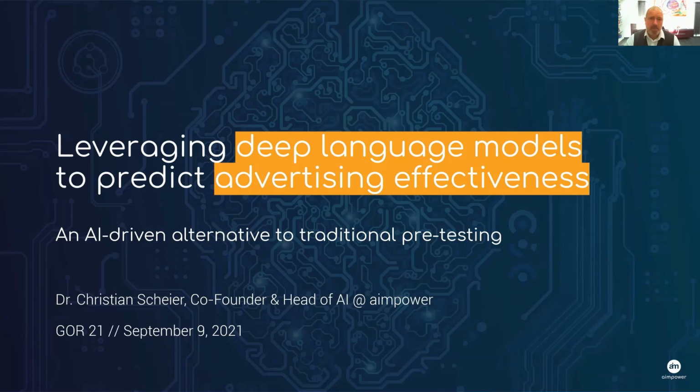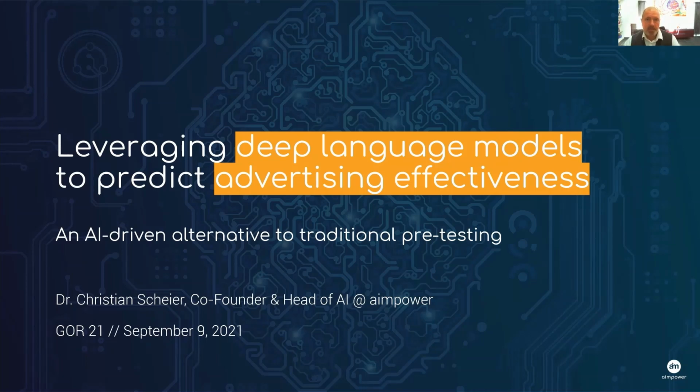I'll be talking about how we at AimPower leverage artificial intelligence and deep language modeling in particular to help clients predict effectiveness of advertising concepts and executions. The specific solution I'll be presenting is currently being deployed on our BrainSuite platform and is being used by more than 40 brand teams in more than 20 countries.